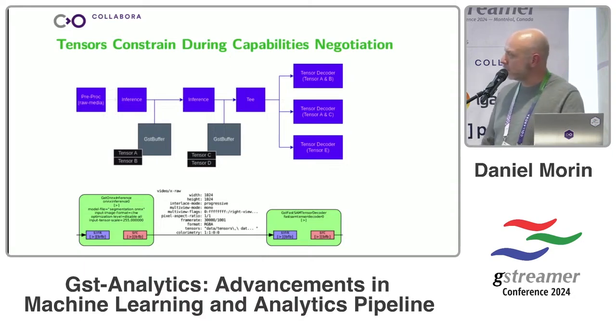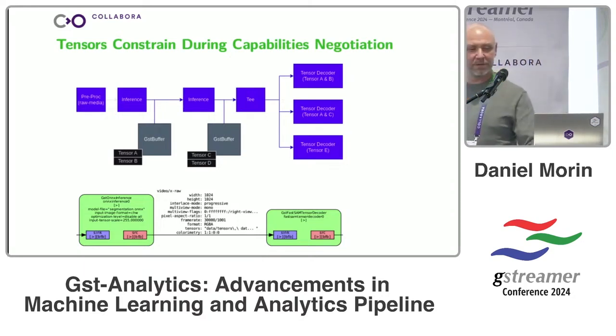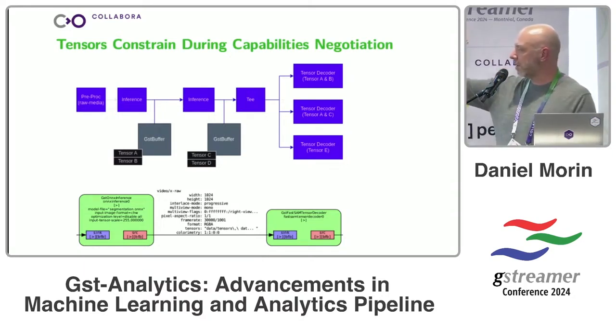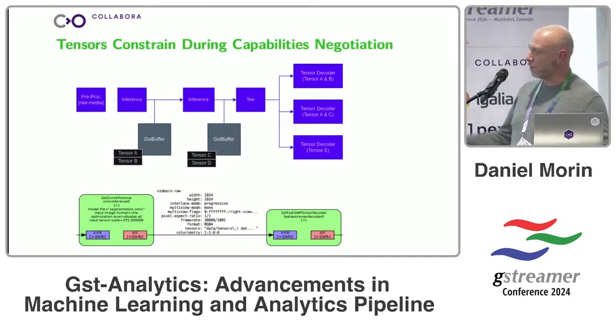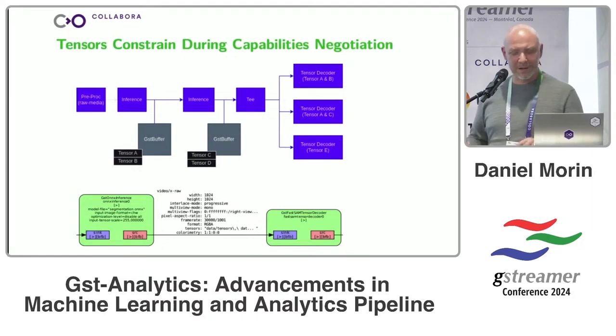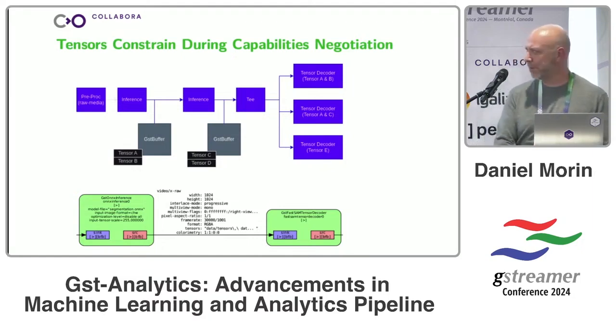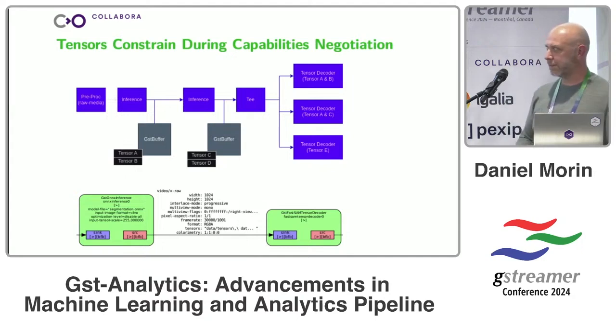I don't know if we're able to see it, but in the capabilities described there's a new field called tensor. I'll go into more detail on how this can be done. But for this, I'll have to review a little bit the basics of capabilities in GStreamer.